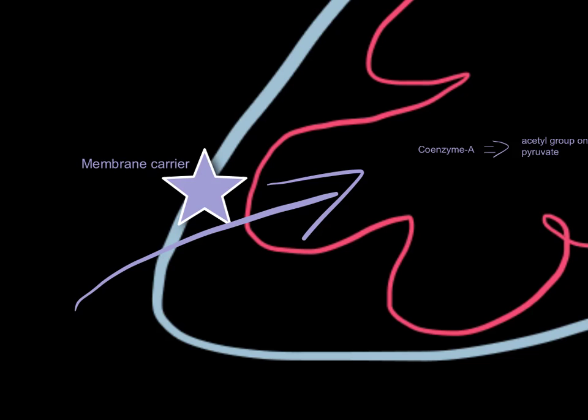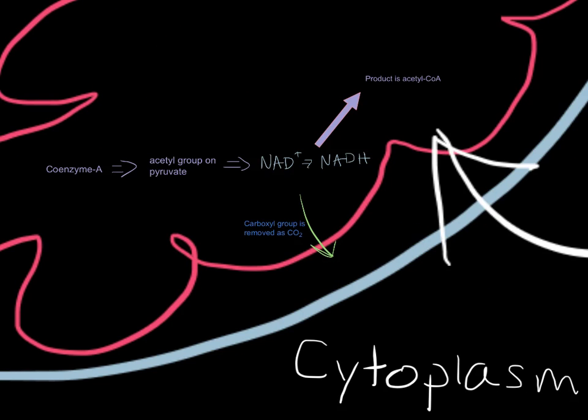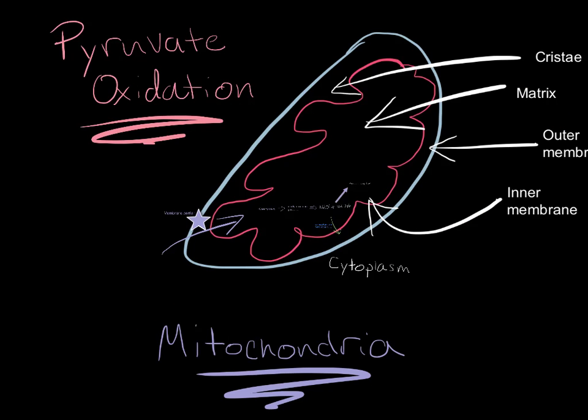The pyruvate molecules cross the membrane, and coenzyme A attaches to the acetyl group of the pyruvate molecules, which enables it to be oxidized. NAD+ is reduced and becomes NADH. The remaining carboxyl group is removed as waste as CO2 here, and the resulting product is acetyl-CoA, which remains in the matrix. When energy is needed, acetyl-CoA enters the Krebs cycle to continue aerobic respiration.